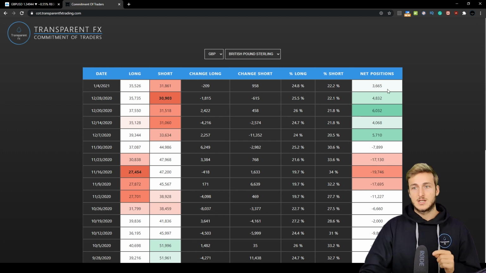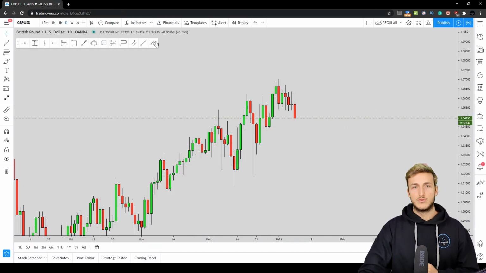And what we can see is that with the last report, net positions have been greatly increasing. In fact, we went from having minus 19.7k net positions all the way up to having plus 3.6k net positions. So a quite strong increase of the net positioning with currently 35.5k longs and 31.8k shorts. So we can still expect GBP USD to create a move to the upside.